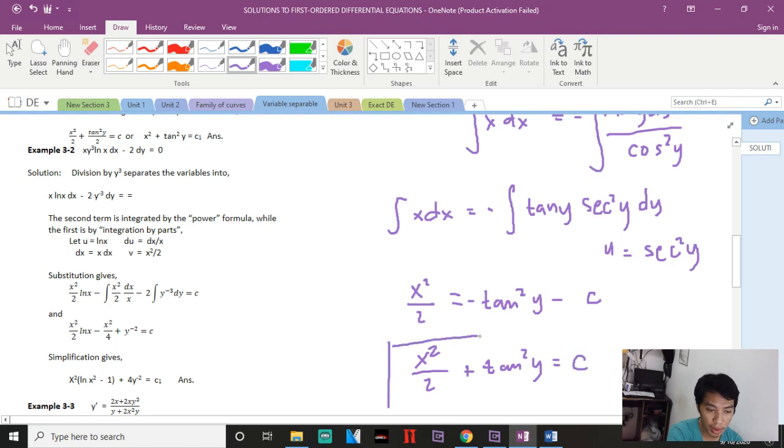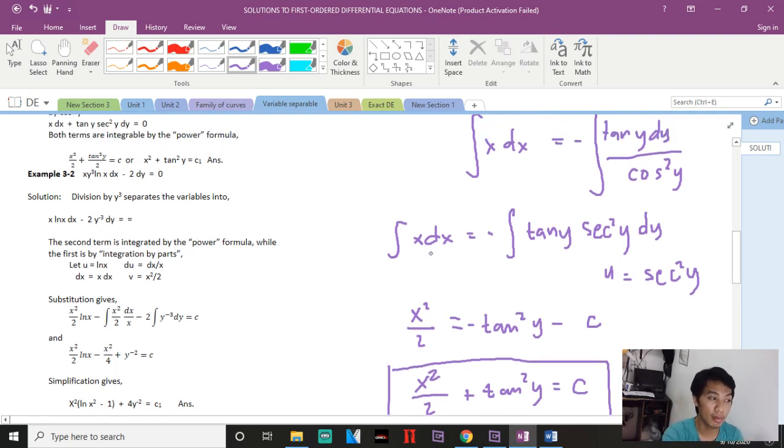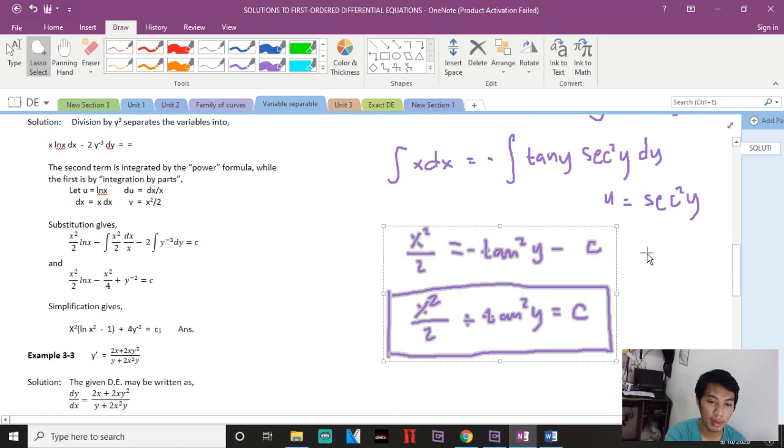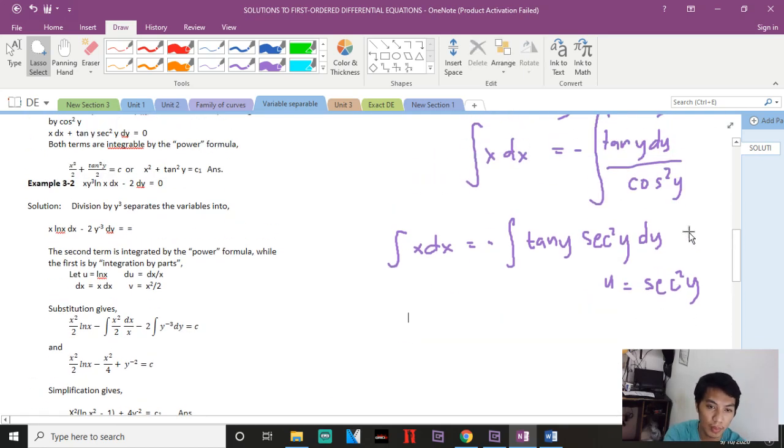So, this is your solution. Okay, that's all there is to variable separable. All you have to do is to separate the respective variables, where you group together all that is y and all that is x. Okay, it's that easy. So, let's go with number 2.